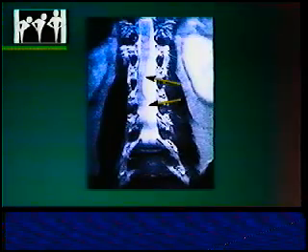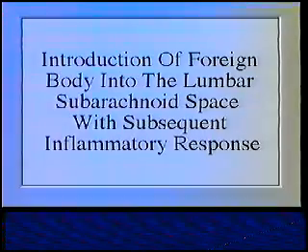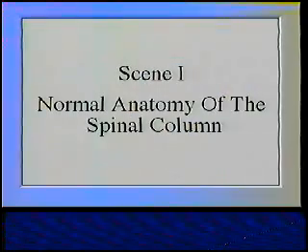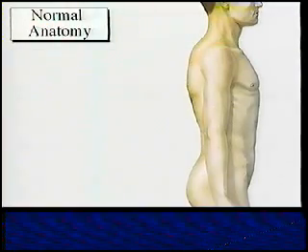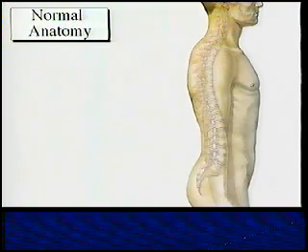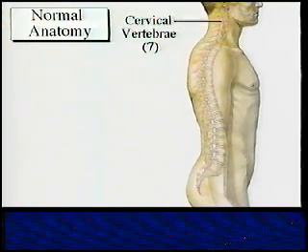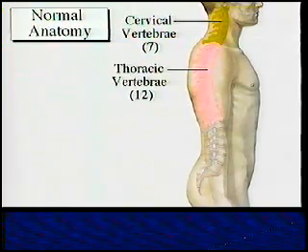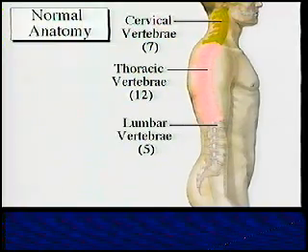This is an MRI scan showing the severe changes of the cauda equina produced by this oil substance. In this animation, we will explore the normal anatomy of the spinal column, the process of myelography, and the introduction of a foreign body substance into the subarachnoid space. Shown here are the various components of the spinal column. We will focus on the lumbar area.